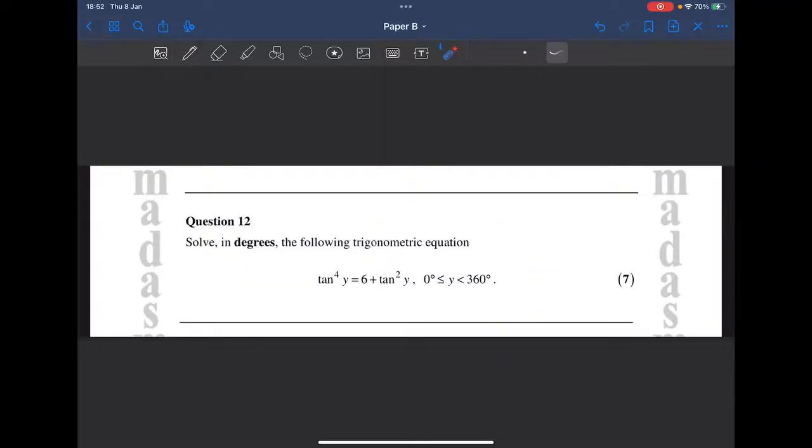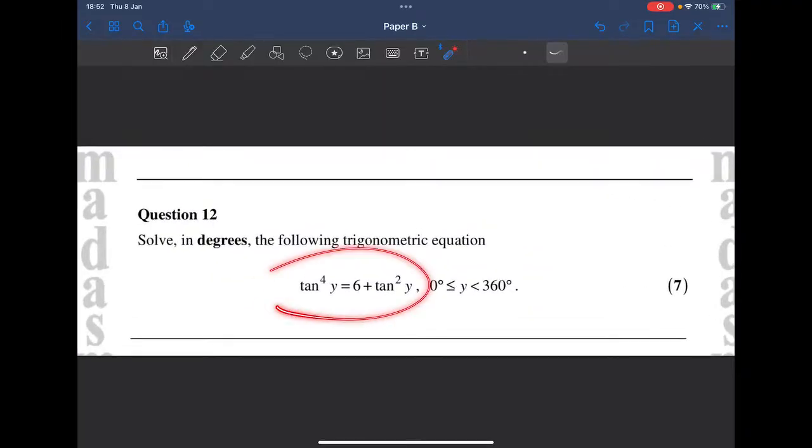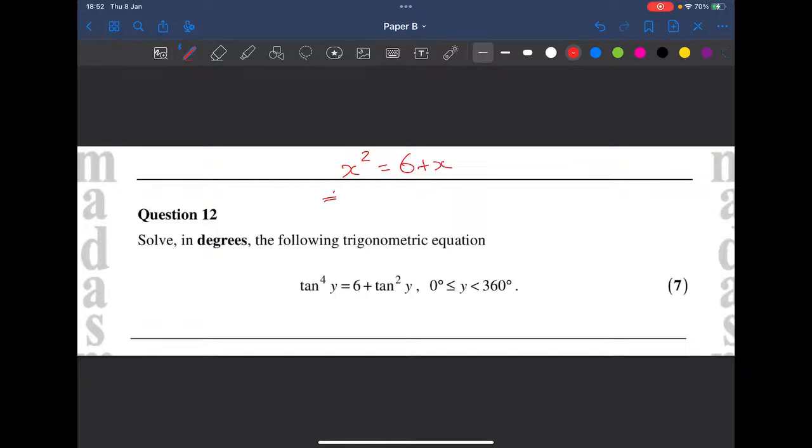So yeah, question number 12. We have to solve this in terms of degrees. So we have tan to the 4 and tan squared. So this is a hidden quadratic, where we have tan squared as the base of it. So let's just think about having x squared is equal to 6 plus x. Let's try and solve this. So x squared minus x minus 6 is 0. We'll have x minus 3, x plus 2 equals 0.